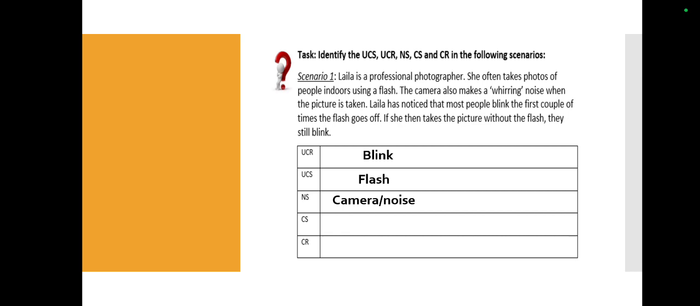Because those two things have been paired together and the camera always makes the whirring noise, if you were to take a picture without the flash, the people who were having their photograph taken would still blink. The camera or the noise of the camera would be enough to make them blink without the flash being present, because they have associated the noise with the blink. So that's a real life example then of classical conditioning.